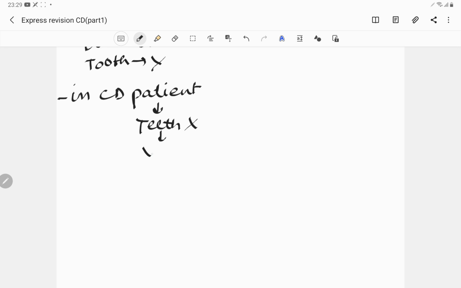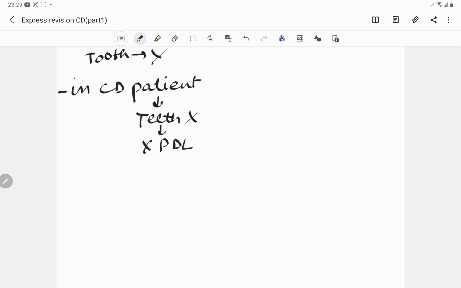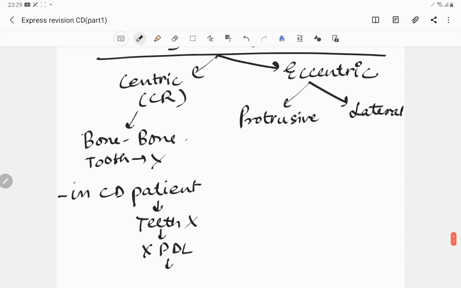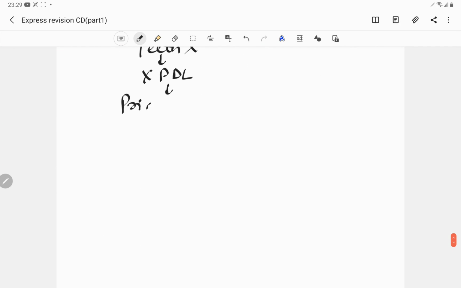Since there is no teeth, there is no PDL. Since there is no PDL, there is no proprioceptive impulses, right? Since there is no proprioceptors, the patient has got no impulses, no control over the mandibular movement. Since there is no occlusal contact, the patient has no idea where to close the mouth. So what we need to re-establish.